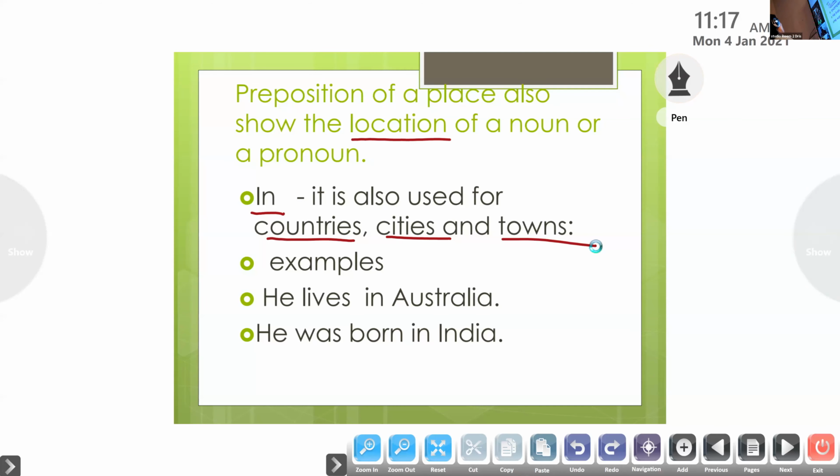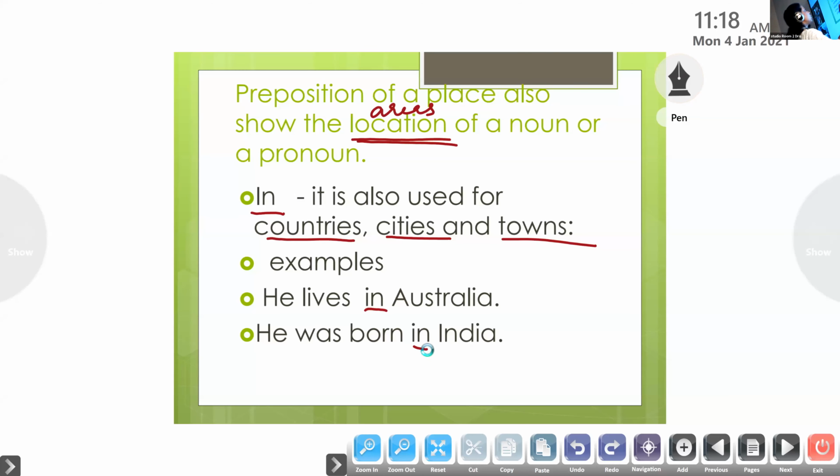So have you understood, children? Preposition in is also used as a position word to say that something is in the box, and in is used when we are talking about the countries, cities and towns. Is that clear to all of you? It is also used to show the location. Location means an area where a noun or a pronoun is. In, have all of you understood? So he lives in Australia. He was born in India.